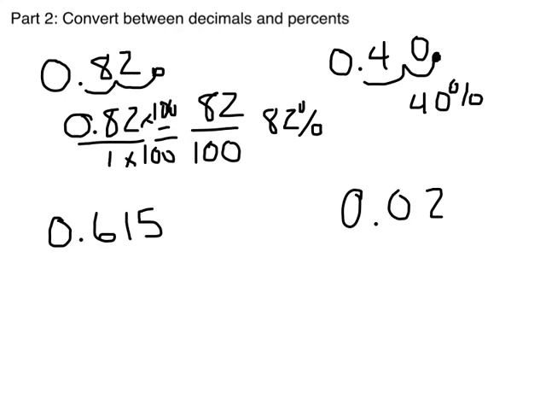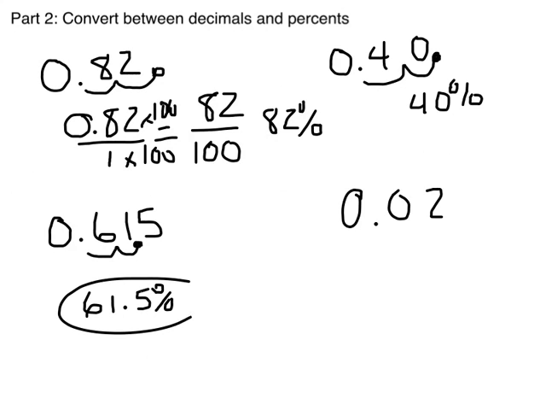Now you try one. Write 615 thousandths as a percent. Again, I can multiply by 100 or move the decimal twice to the right, once, twice. That is 61 5/10%. Try another. Convert 2 hundredths to a percent. Again, we can multiply by 100, move the decimal once, twice, and so our answer is 2%.